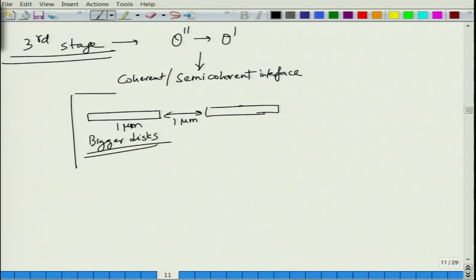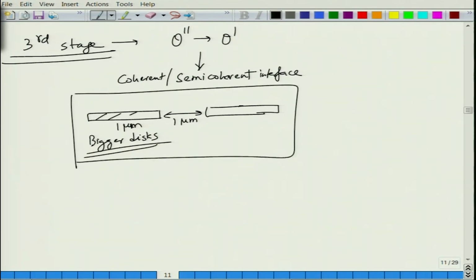So, if you now put this in, this is the precipitate, this is alpha, this is theta prime. So, the interface will still be a strained interface. So, this is a strained interface. This is again a strained interface, leading to hardening.